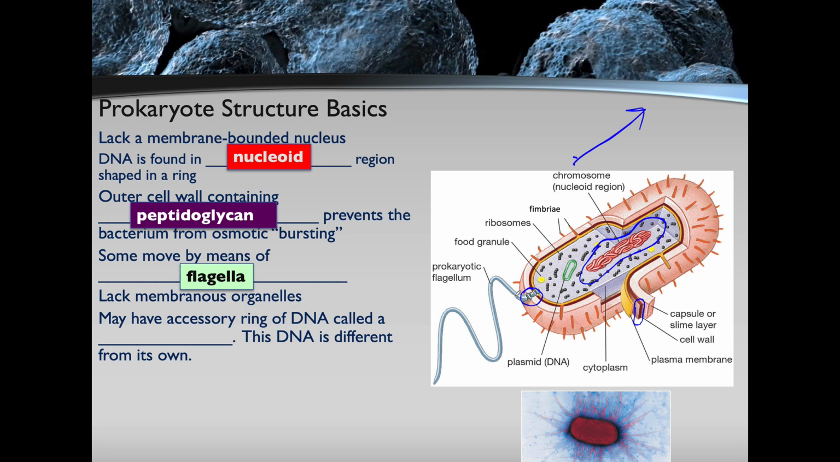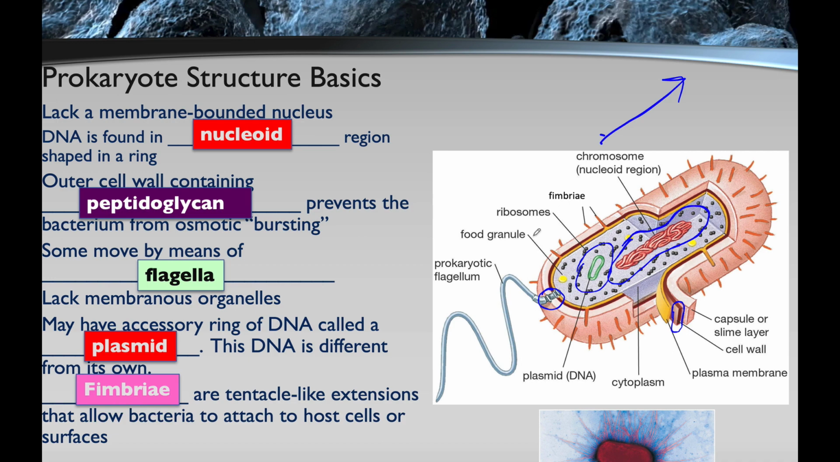Bacteria may have accessory rings of DNA called plasmids. Now, if you look right here, we see this green ring inside of the bacterium. This is some extra DNA that's different from the DNA that essentially codes for this bacterium's existence. It's an extra set that it can actually share with other bacteria around it, when we talk about that a little bit later during this lecture.